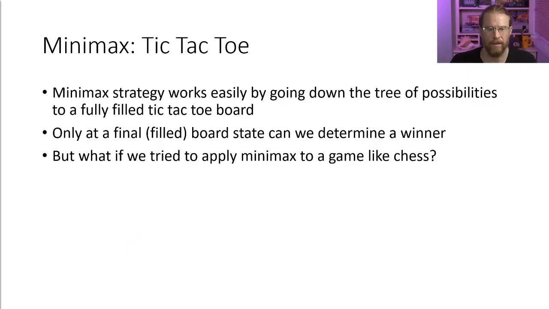So with tic-tac-toe, the application of the Minimax strategy works really easily because you can go down this tree of possibilities, and then you can go all the way to the end and find the final result, a tic-tac-toe board, which you can score. And so it's only those final filled boards that determine the winner, or even give us any hint as to how well a board is looking. But what if we tried to work with something like chess instead?